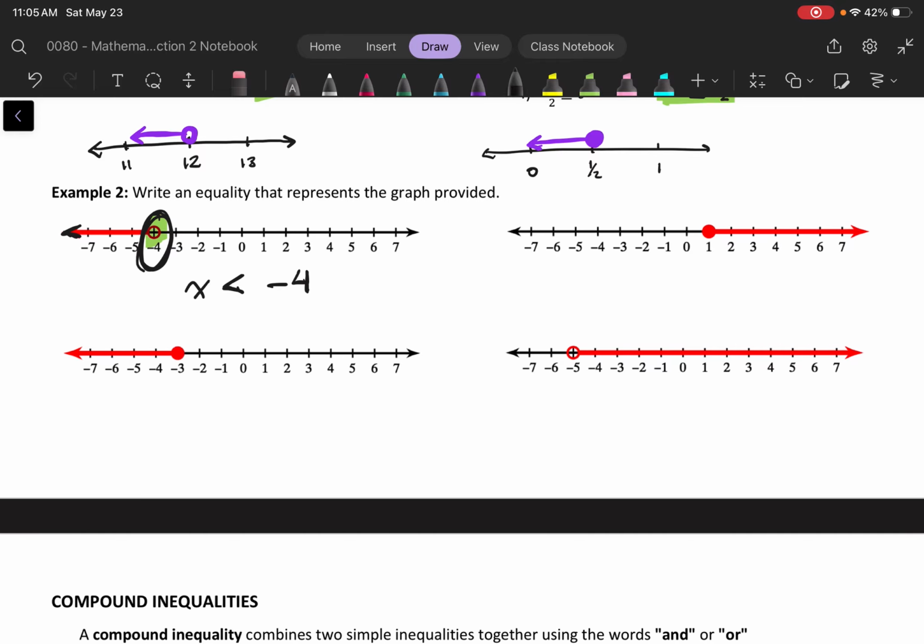I could do the same thing for the next example. I'm going to start with a variable. Any variable you want. I'm going to choose a. Why? I have no idea. Just because. I'm going to use the number. The number where the dot is on is the number 1.